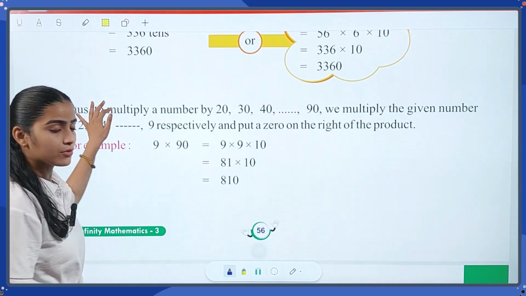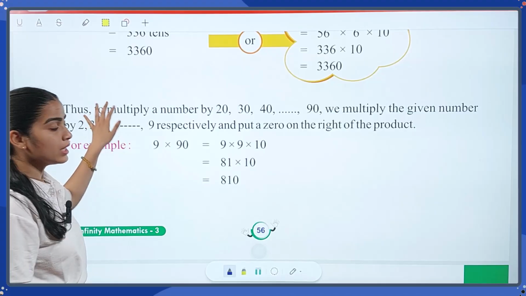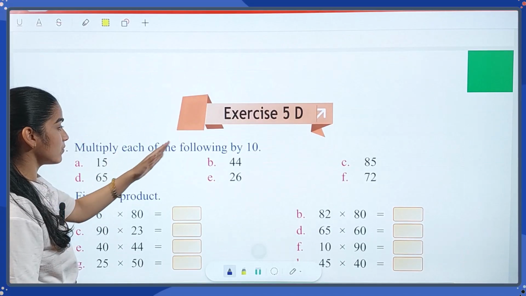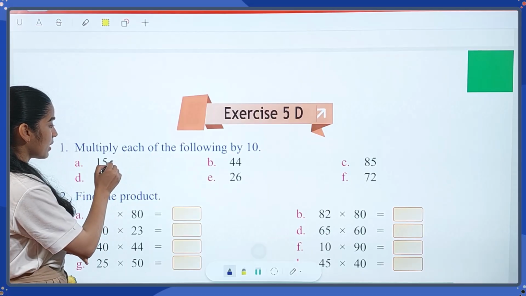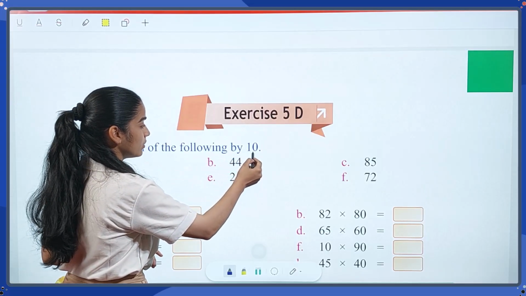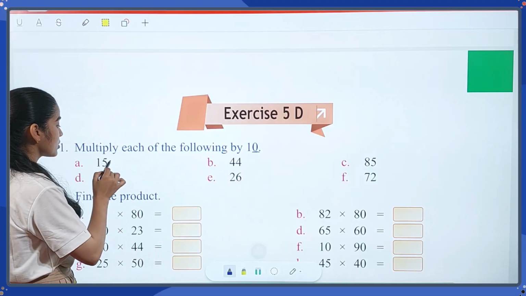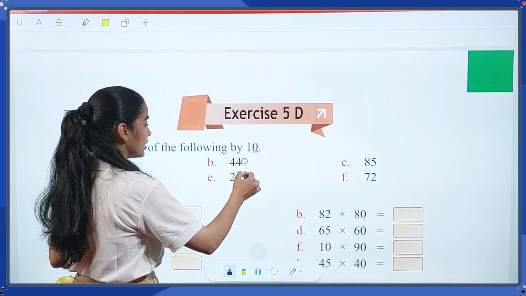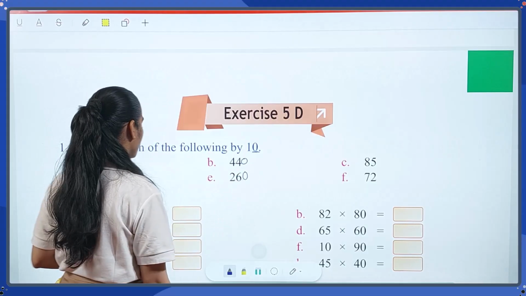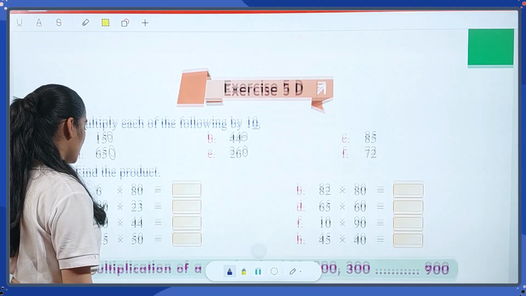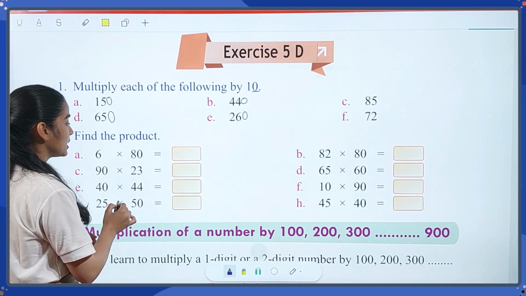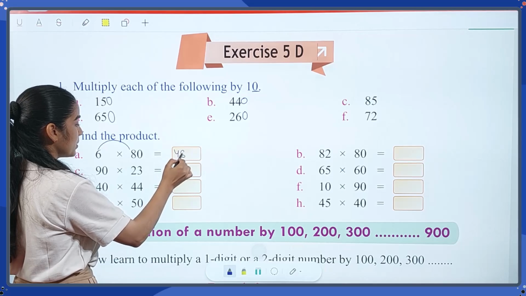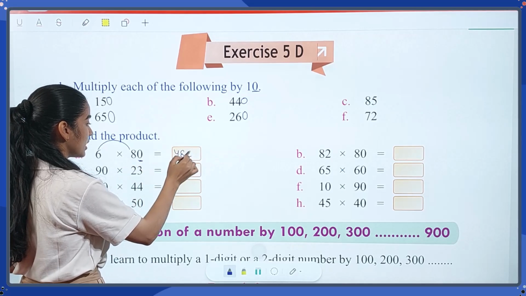In the same way you have to solve those questions which have 0 as the last digit. In this case, multiply each of the following by 10. How many zeros are there in 10? Only one. So you just have to add 0 after each and every number. This is your end product when multiplying any number with 10. Now multiply this. First, 6 eights are 48. How many zeros are there? Only one. So just write 0 here.